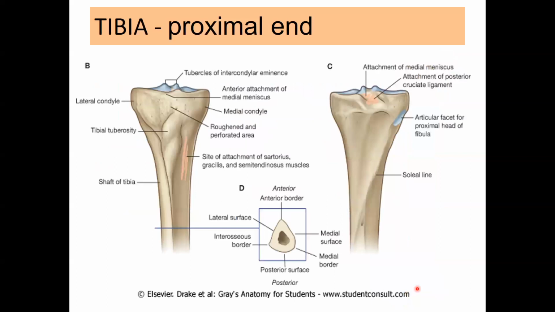Okay, the proximal end. This is really important for you to know. The proximal end has a lateral condyle and medial condyle.